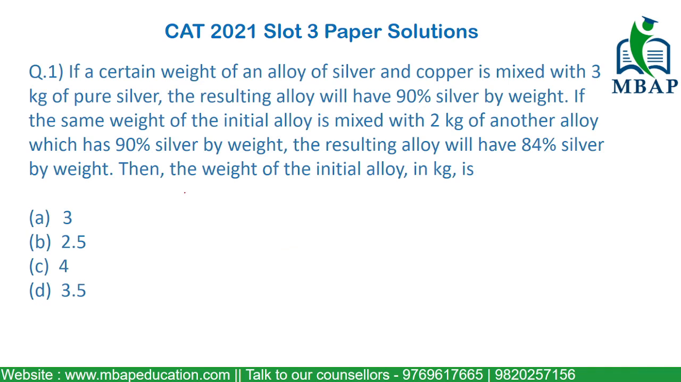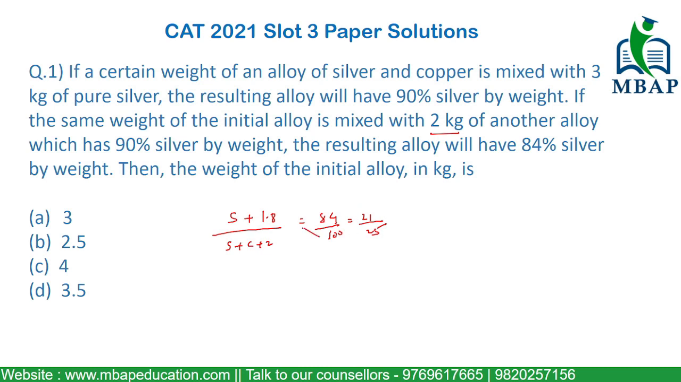Similarly, let's move towards the second part. It says, if the same weight of the initial alloy is mixed with 2 kg of another alloy, S is my original silver in the alloy. The silver from the new alloy will be 90% of 2, which is 1.8, divided by S plus C plus 2. This value is 84%. 84 upon 100 will give you 21 upon 25.